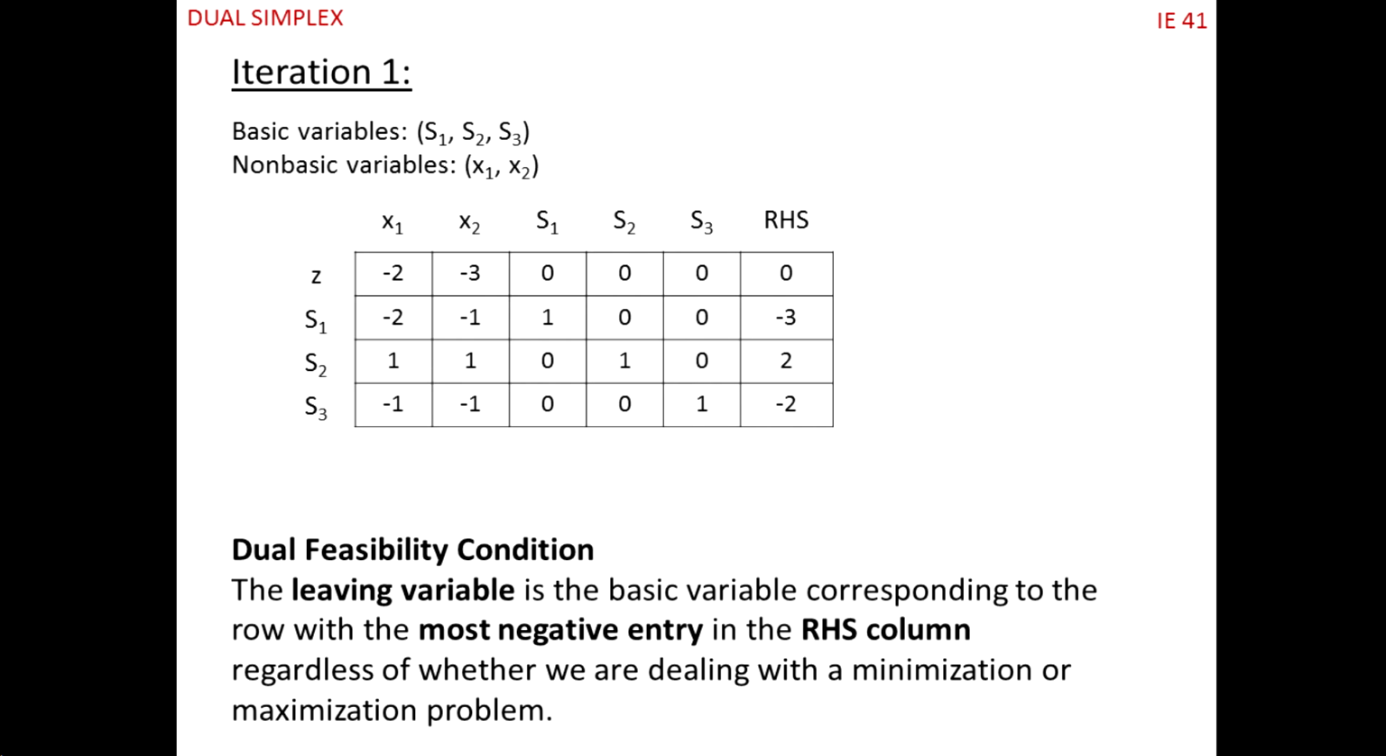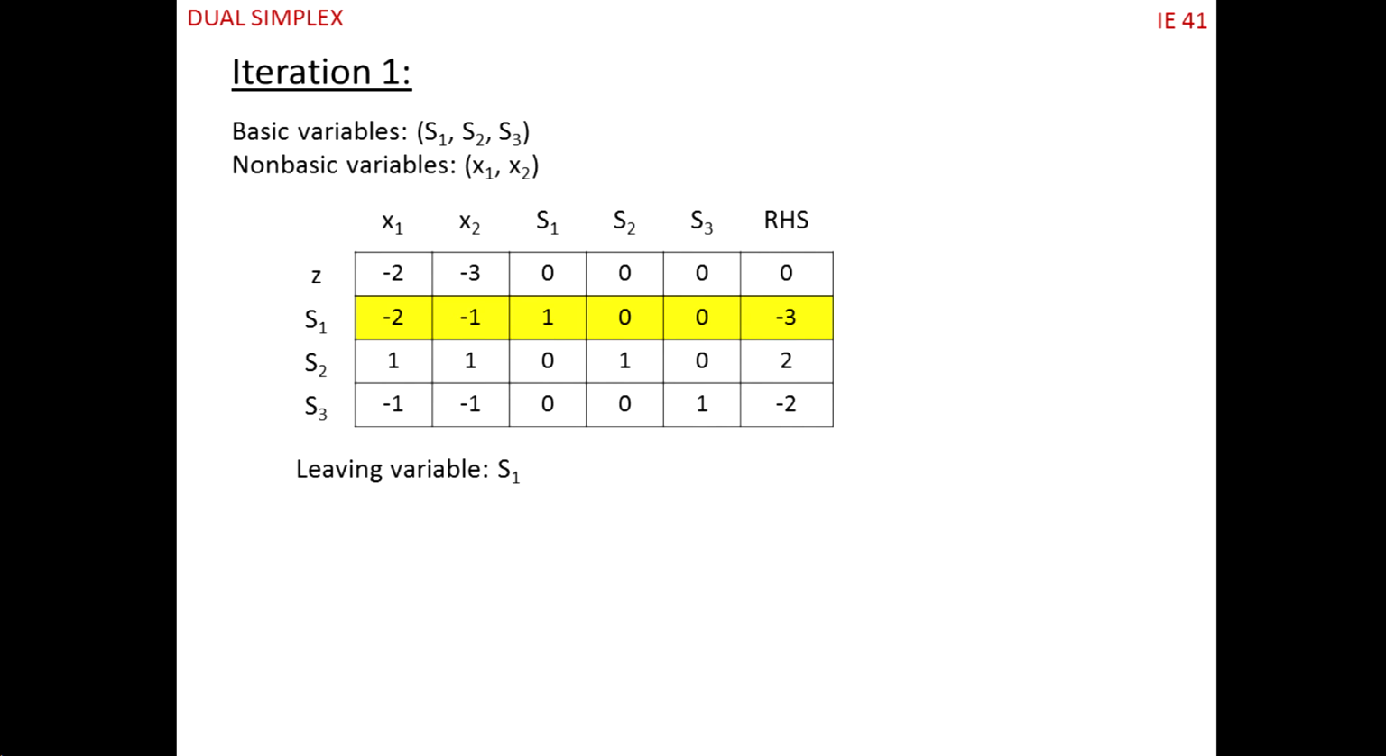According to the dual feasibility condition, the leaving variable is the basic variable corresponding to the row with the most negative entries in the right-hand side column, regardless of whether we are dealing with a minimization or maximization problem. Ties are broken arbitrarily. Our leaving variable here is s1 with a right-hand side entry of -3.